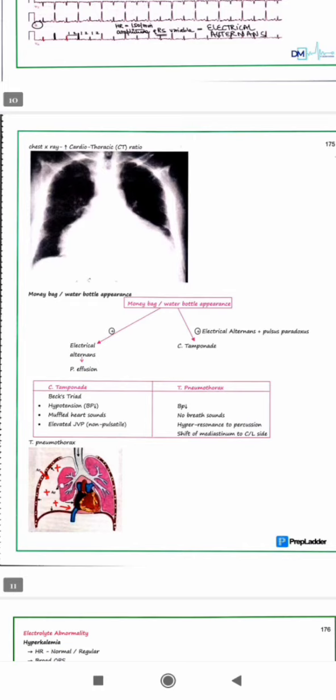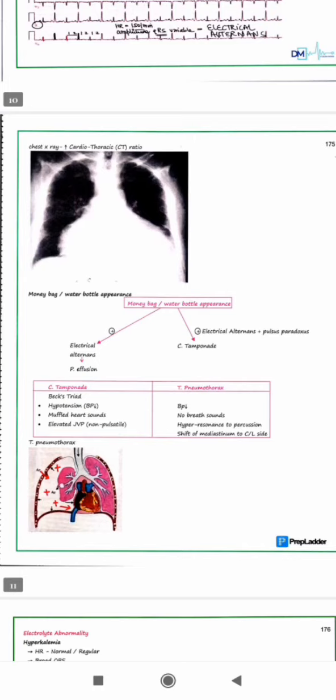Now we have to remember the electrolyte abnormality of hyperkalemia, where the heart rate is normal or regular, and the QRS is basically broad. Now these are the conditions we see in hyperkalemia. The P wave is absent, there is ST elevation. Now we have to remember its management also, which is either chronic or acute. So these are the things.